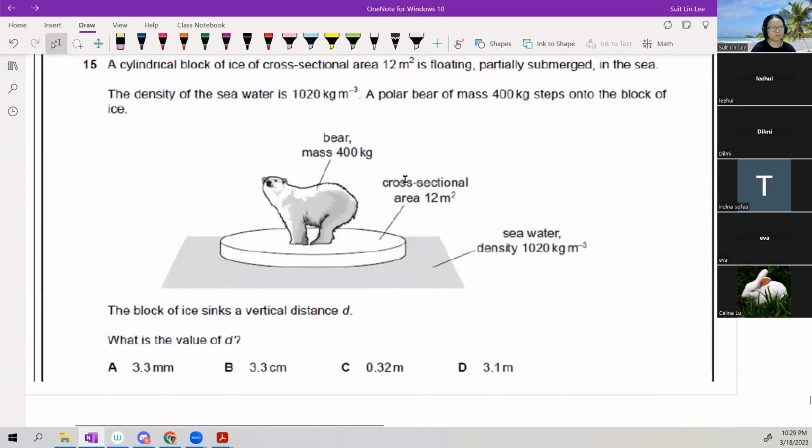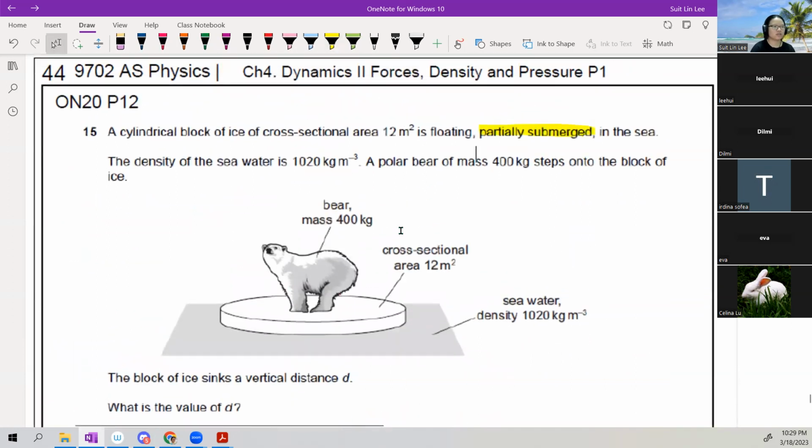All right. I think finally I want to talk about this bear. Because this bear is also partially submerged. I do this one, you go do the other one. Okay. So my friend here is chilling on an ice. Global warming.